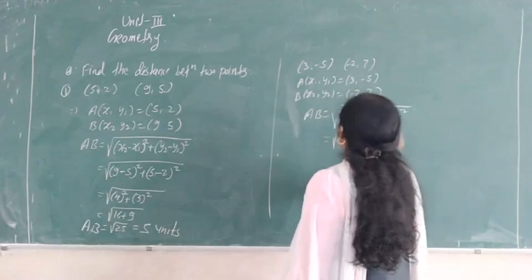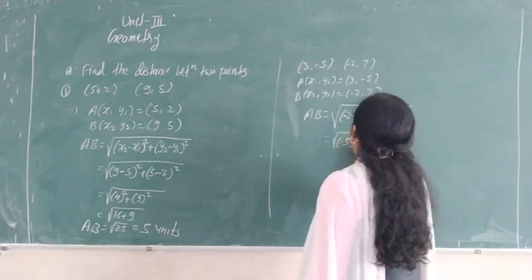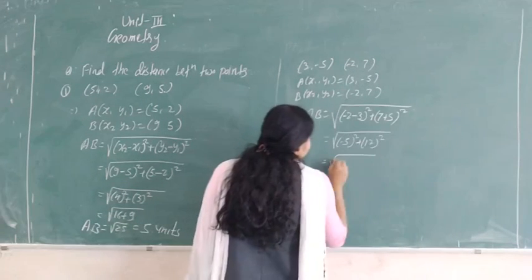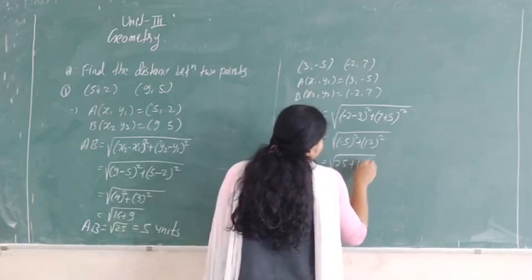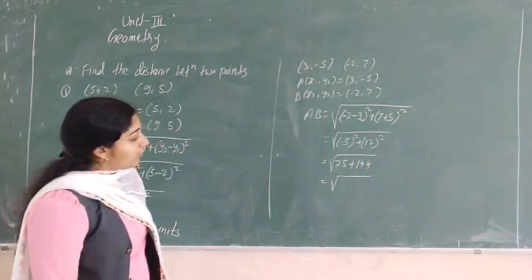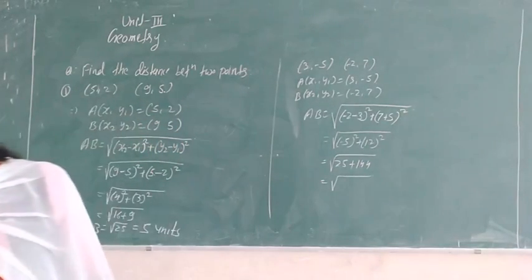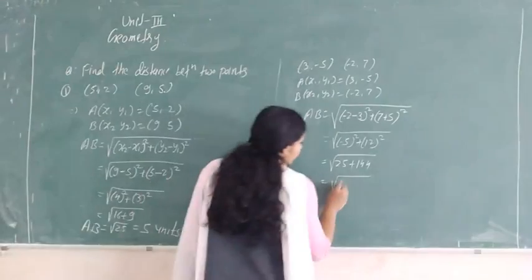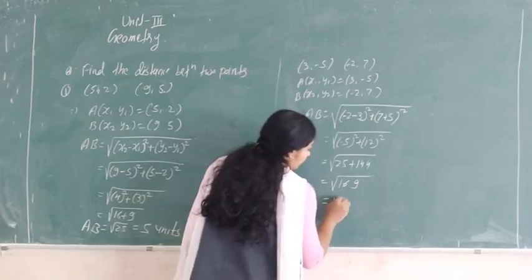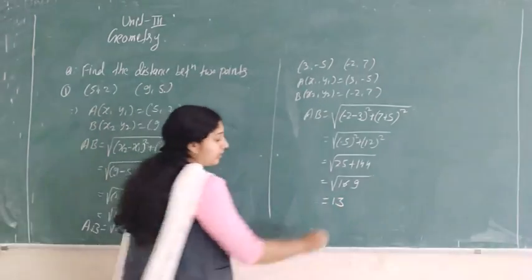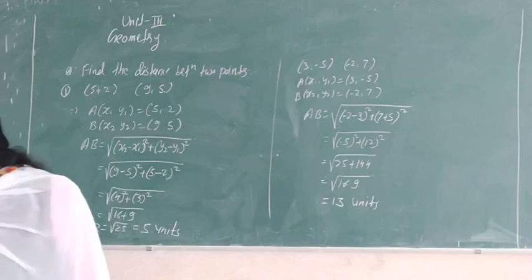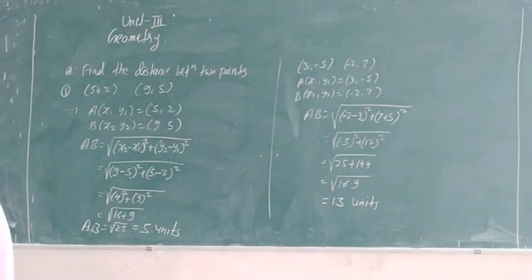Calculate this. Minus 2 minus 3 is minus 5 whole square. 7 plus 5 is 12 whole square. Minus 5 whole square is 25. 12 square is 144. So you will get 25 plus 144, root 169. And root 169 is a perfect square and the value is 13. So 13 units. So the distance between these 2 points is nothing but 13 units. This is one example.